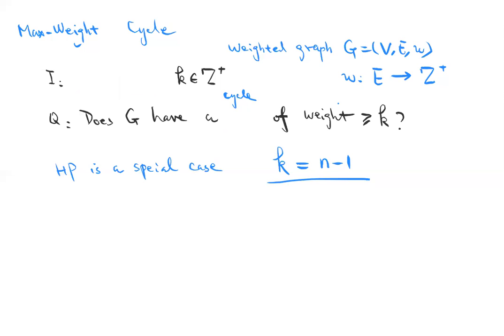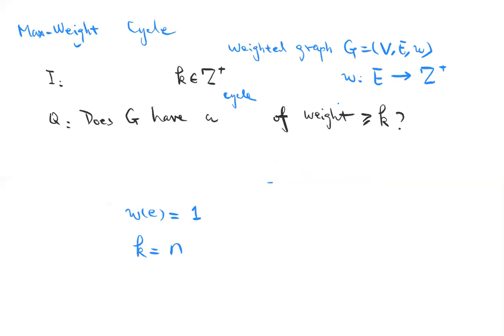Now this problem is NP-hard, because Hamiltonian cycle is a special case. The special case is that each edge gets weight 1. So when the weight of each edge is exactly 1, and k is n, we get Hamiltonian cycle. The problem becomes Hamiltonian cycle. So Hamiltonian cycle is a special case of this one. Therefore, this weighted version is NP-hard.